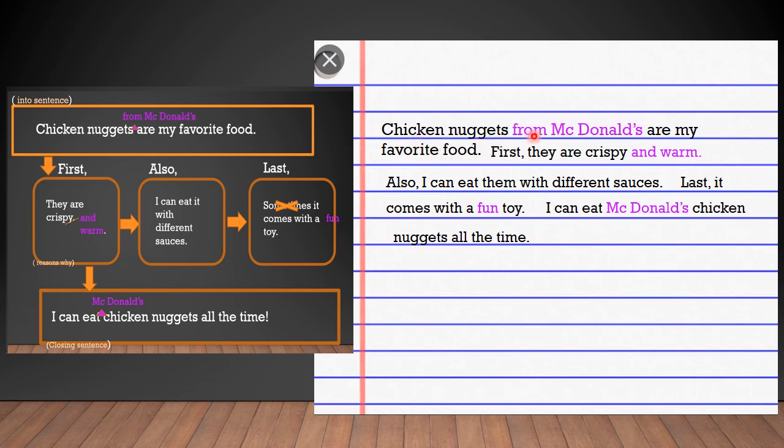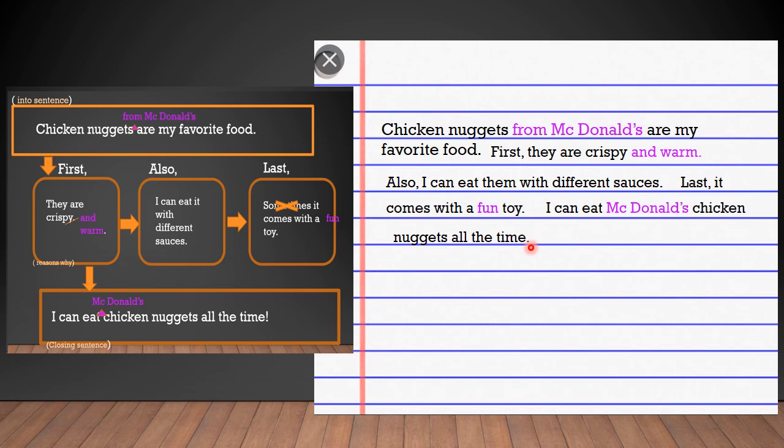Chicken nuggets from McDonald's are my favorite food. First, they are crispy and warm. Also, I can eat them with different sauces. Last, it comes with a fun toy. I can eat McDonald's chicken nuggets all the time.